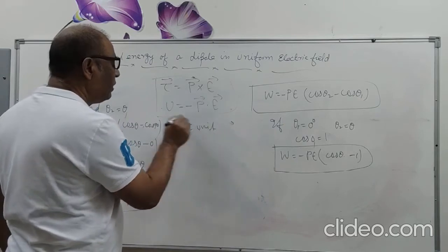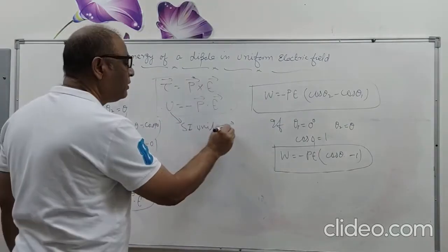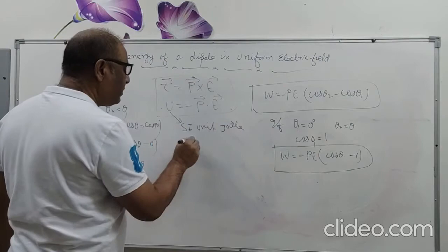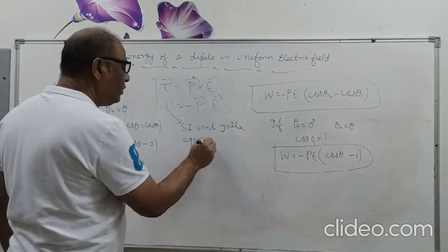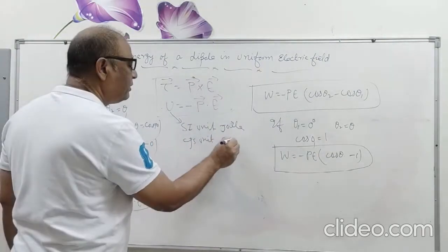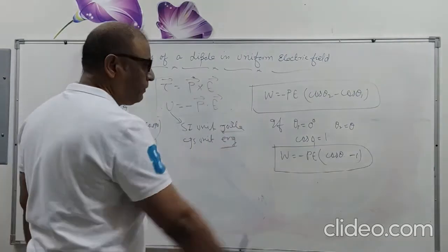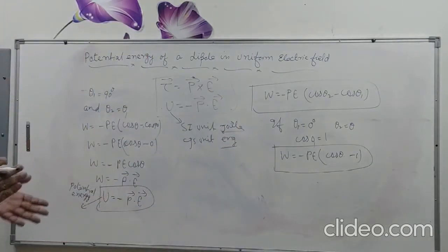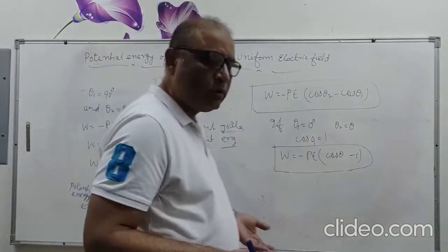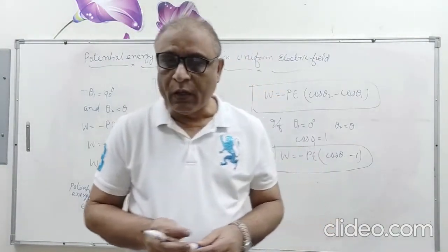SI unit of U is joule, and CGS unit is erg. Okay, so this is about that. And now we are going to do a numerical on dipole.